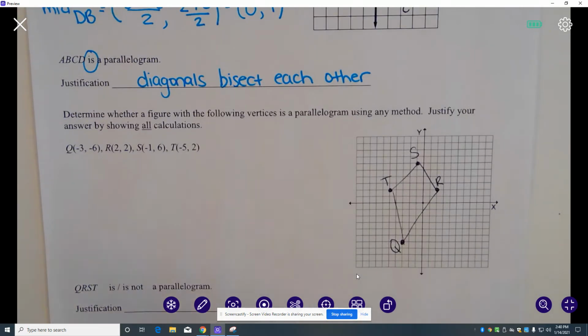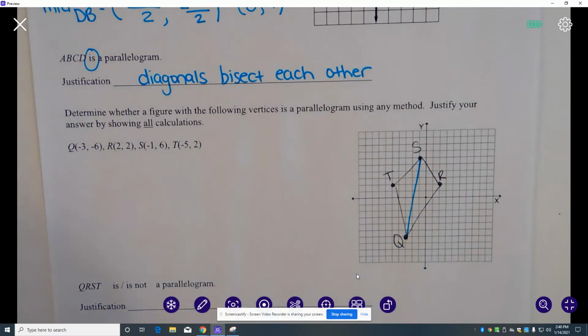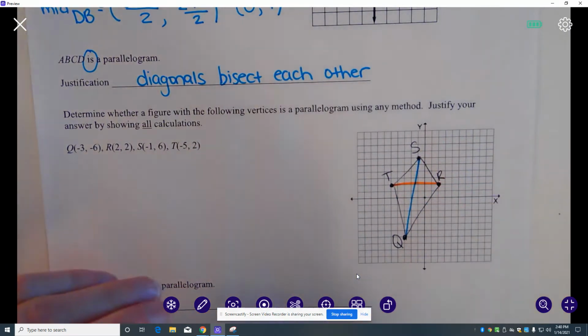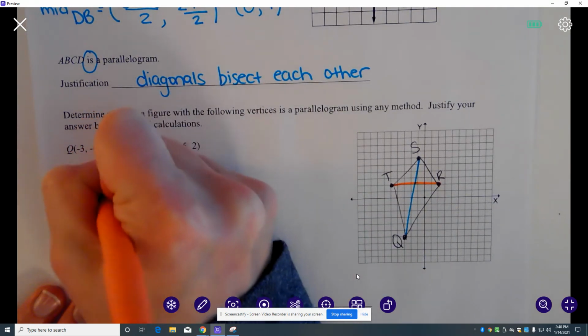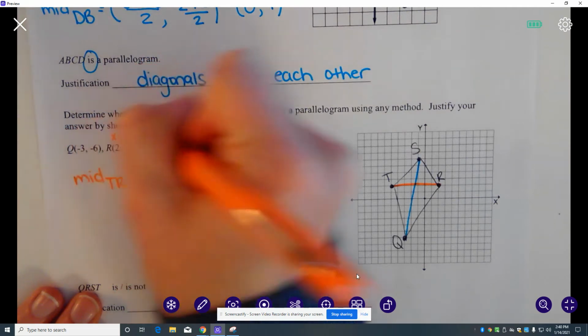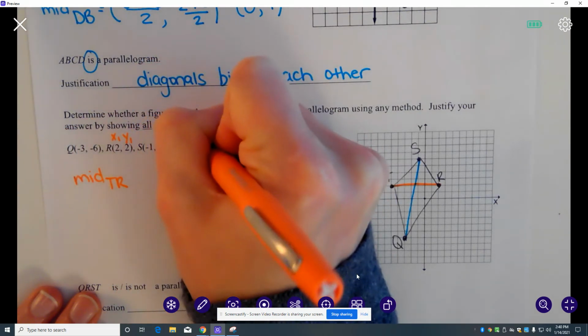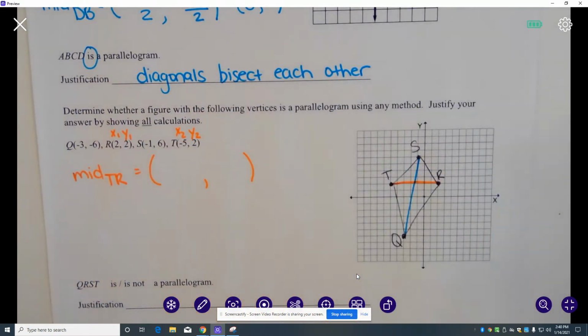So again, we're going to focus in on the diagonals. We want to figure out, do the diagonals bisect each other? Let's start by finding the midpoint of diagonal TR. I'm going to use the x and y coordinates of point R and point T in my midpoint formula. You could go ahead and pause the video and try this and then check your work with me. That might be a good strategy.